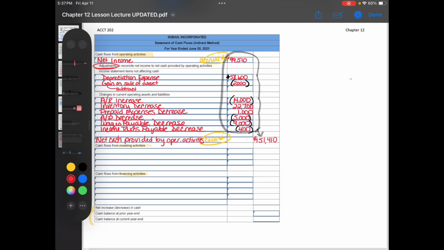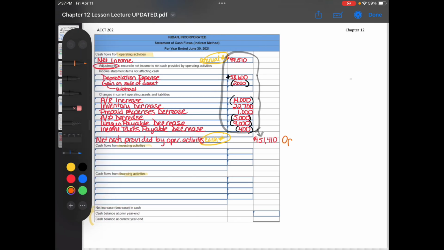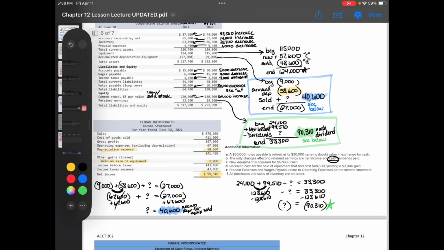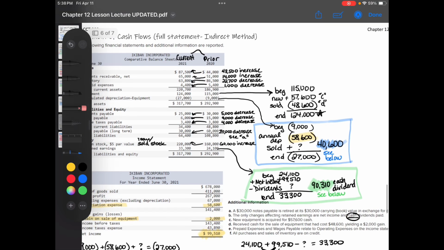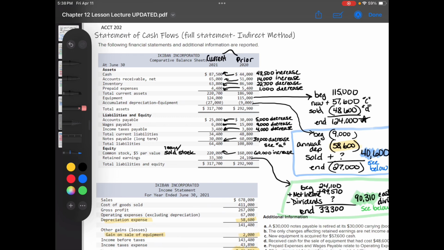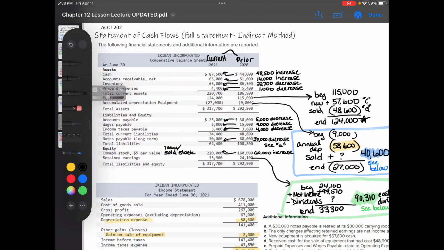So that first one that we just entered, let me label that. Let's call that off to the side. Let me put operating. And now that we have the operating section done, I like to go back to that balance sheet that we were looking at earlier and cross off the things that we already looked at, because pretty much we're going to go through everything on this balance sheet. So let's go ahead and get a highlighter here and let's highlight through the accounts that we just changed.